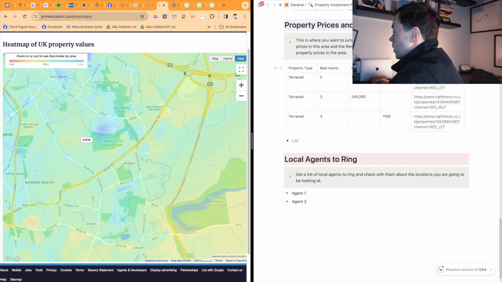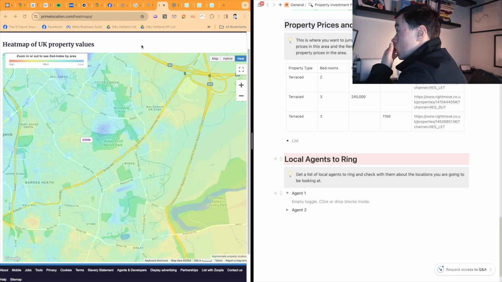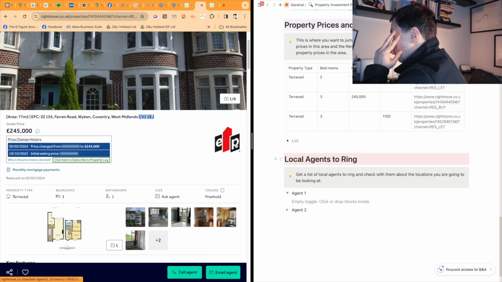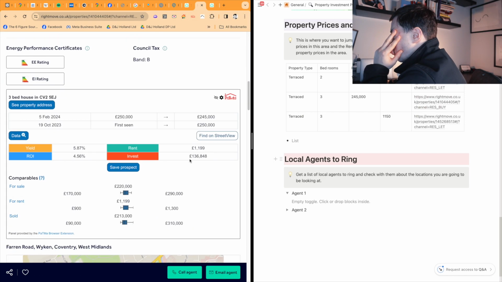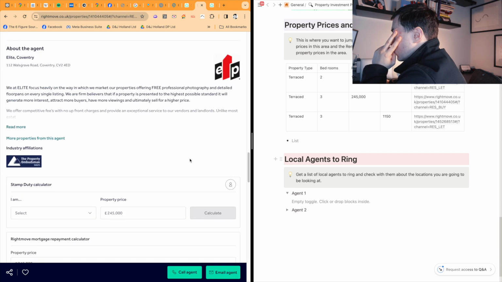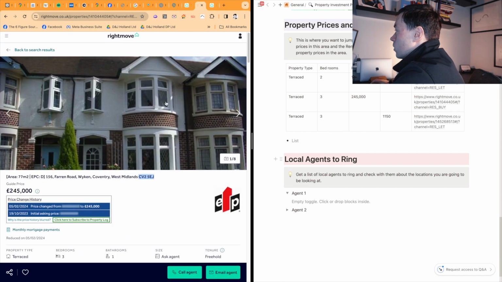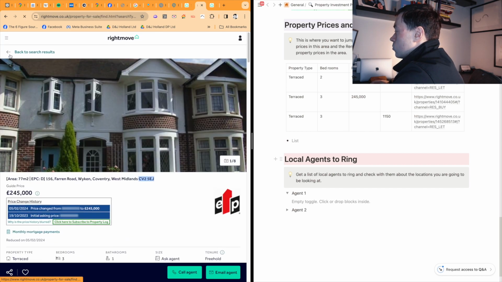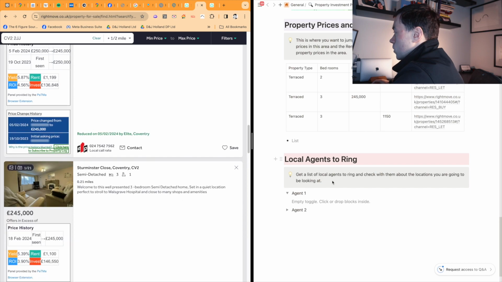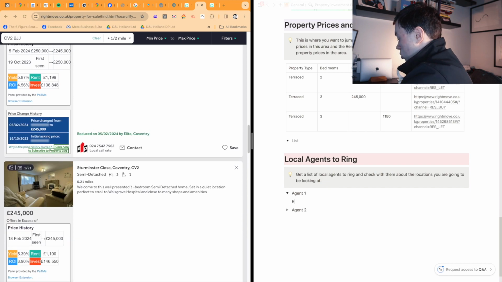Yeah, that seems like the best place there. And then you want to start getting some agents in Coventry. We've already got a couple there. So what are they called? Where's the agent's info? We got their number. Let's go back to results. There we go. Agent 1.